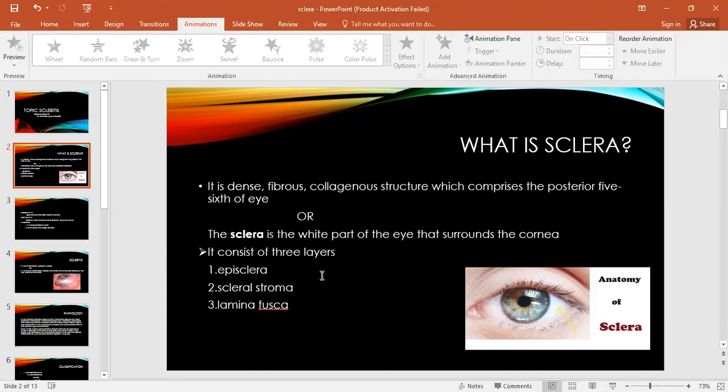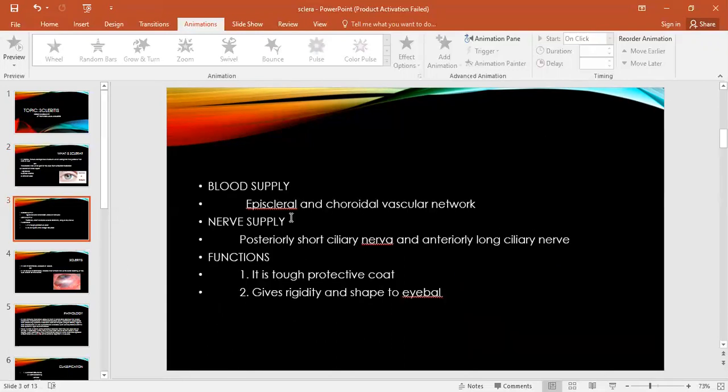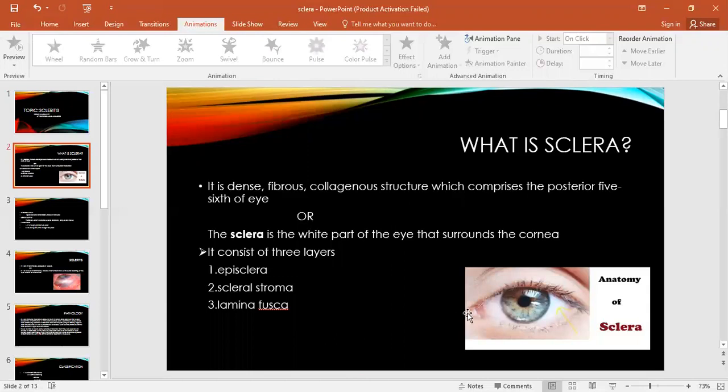It consists of 3 layers: episclera, scleral stroma, and lamina fusca. What is the blood supply of the sclera? Episcleral and choroidal vascular network. What is the nerve supply? Posterior short ciliary nerve and the anterior long ciliary nerve. What is the function of the sclera? It forms a protective coat of the eye and provides rigidity and shape to the eyeball.